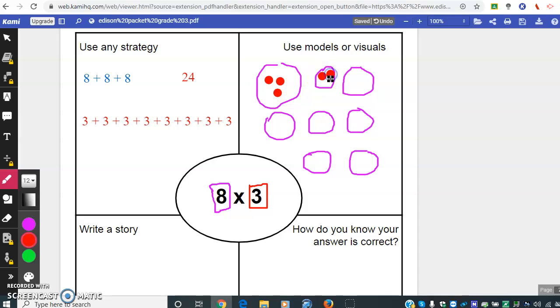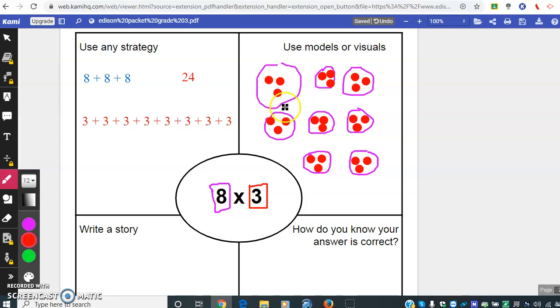1, 2, 3. 1, 2, 3. 1, 2, 3. 1, 2, 3. 1, 2, 3. 1, 2, 3. And lastly, 1, 2, 3.